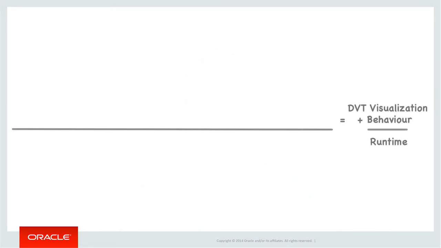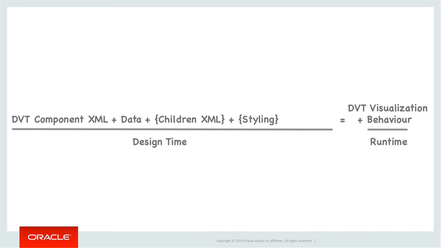That is, the runtime DVT component, its visualization and behavior is defined by, at design time, the DVT component XML and its properties, plus the data that the component shows, and any optional children XML components you define for the DVT component, plus any optional custom styling you add to the component, and finally, any optional events you add to the component to add additional behavior.